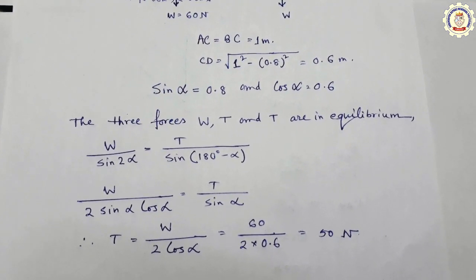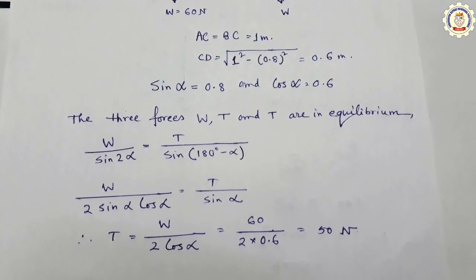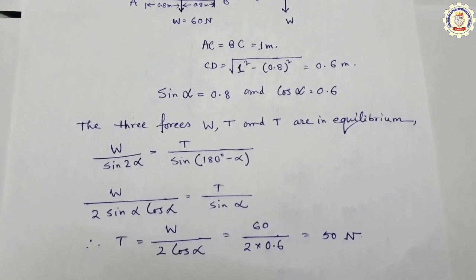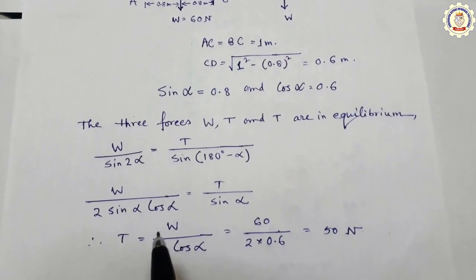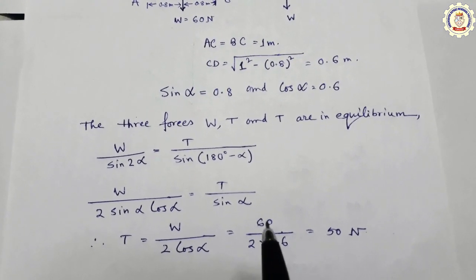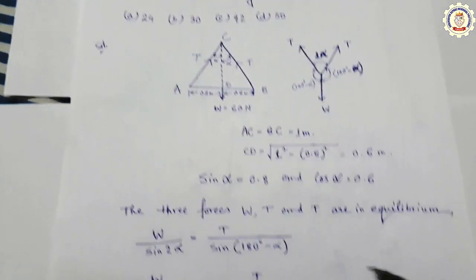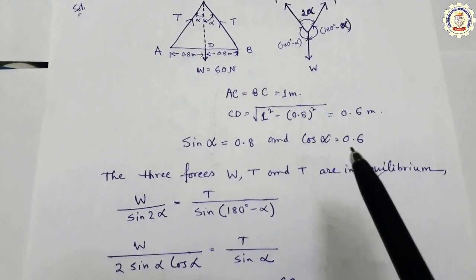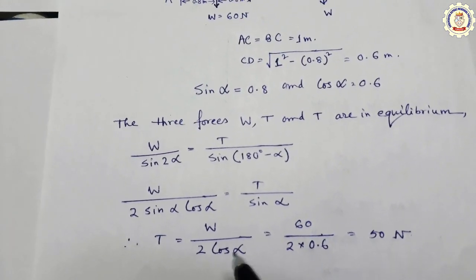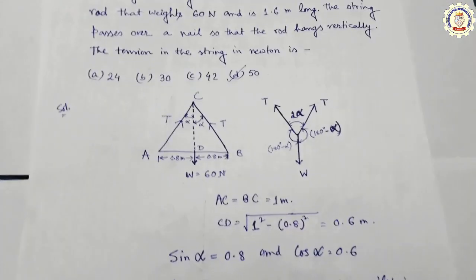So the value of T should be 50 Newton. T equal to W by 2 cos alpha. The value of W is 60, and we previously calculated cos alpha equal to 0.6. So T equal to 60 by 2 into 0.6 equal to 50 Newton. So the answer should be 50 Newton.